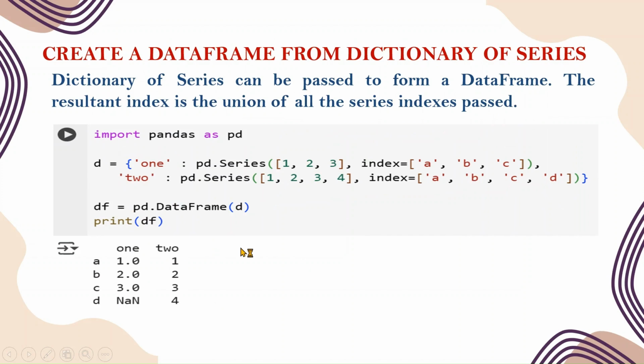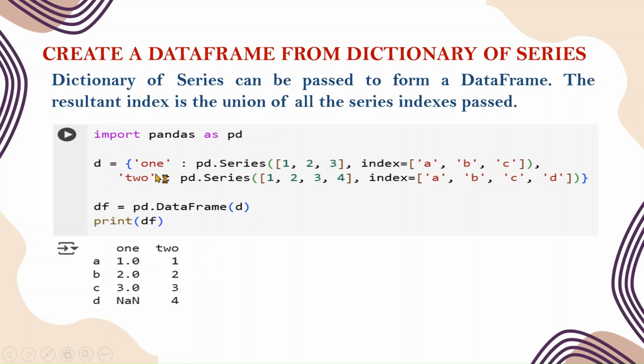Now, create a data frame from a dictionary of series. A dictionary of series can be passed to form a data frame. The resultant index is the union of all the series indexes passed. Earlier, the program had only one series, but now I'm taking two series. This is a key, and this pd.Series is the value, the complete thing. So 1, 2, 3 is the data and ABC are the row indexes. The second key is 2, and I'm creating one more series with 1, 2, 3, 4 and index ABCD. And this complete dictionary D, I'm passing to a data frame.